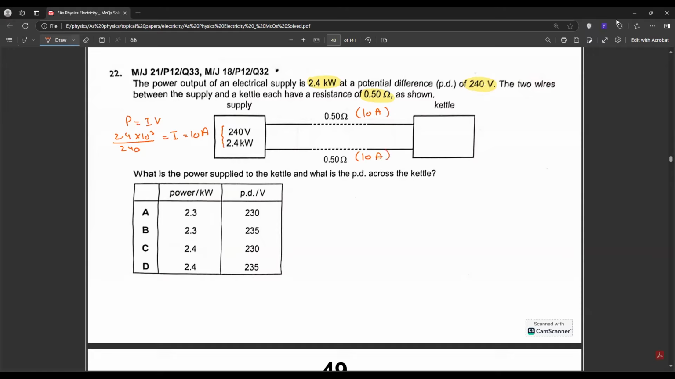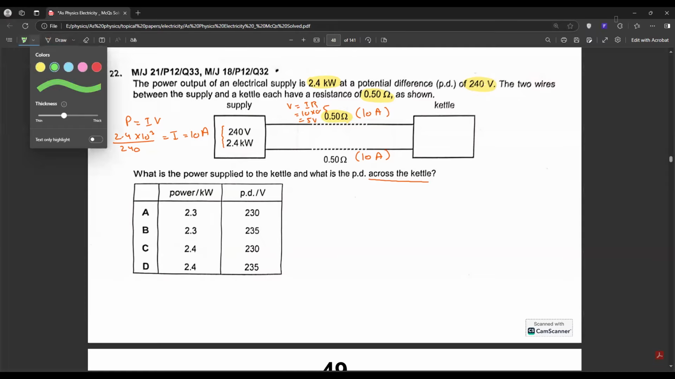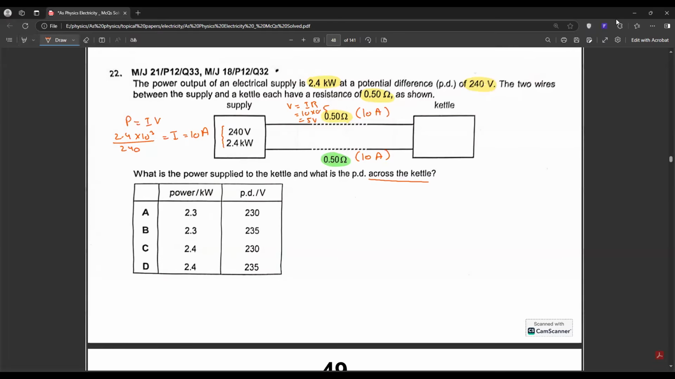Can you calculate the potential difference across the kettle? Yes, we can do that. How? We know that this 0.5 ohm resistor will take how much voltage? V is equal to IR. Current is 10, 0.5 ohm resistor, so 5 volts is taken away. Same thing will happen with this wire, 5 volts will also be taken away here. What will be the voltage remaining for the kettle? 240 minus 5 minus 5. This comes out to be 230 volts.